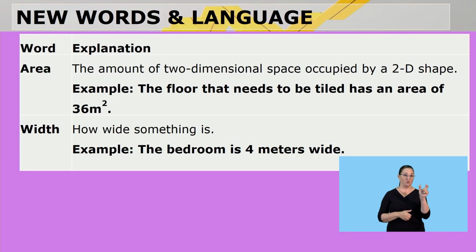Let's look at the new words and language that we are going to use in this lesson. Number 1, area, the amount of 2-dimensional space occupied by a 2D shape. Example, the floor that needs to be tiled has an area of 36 square meters. The width, how wide something is. For example, the bedroom is 4 meters wide.